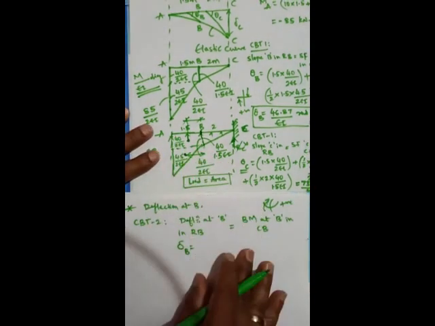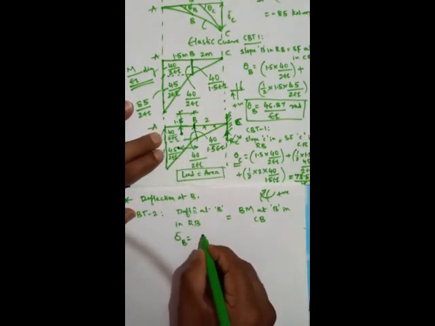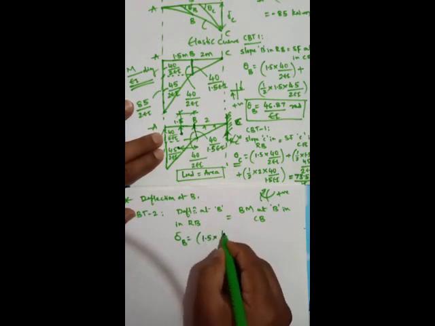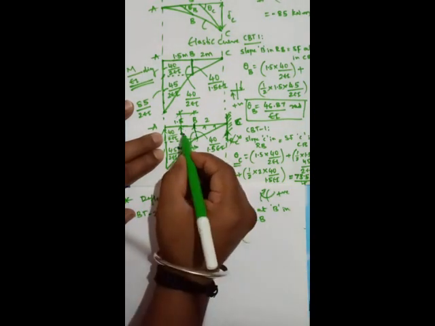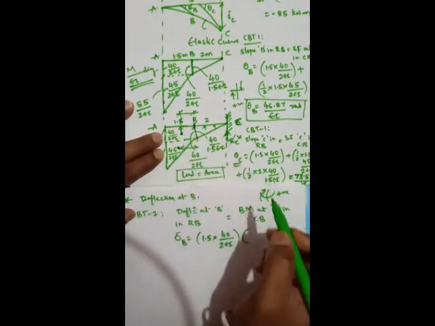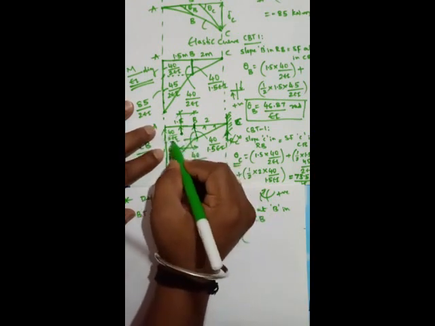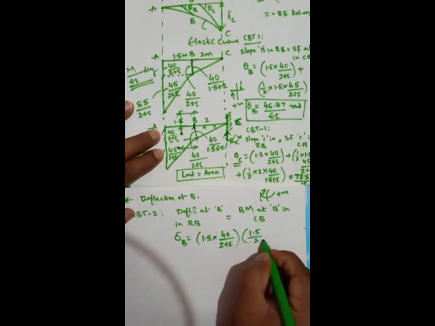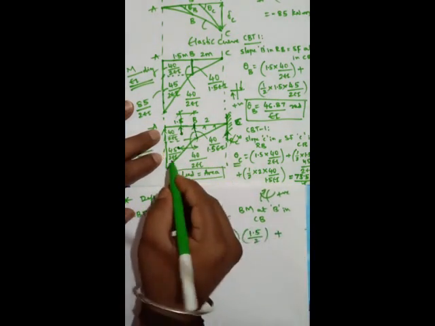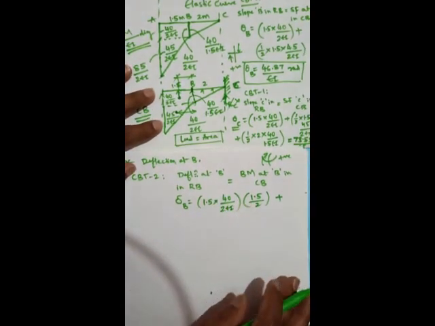So the area of first figure, that is rectangle, it is 1.5, the base into height it is 40 by 2EI, into perpendicular distance from here to here, you are taking the bending moment at B. Okay, so what is this? So CG will be exactly at the center, 1.5 divided by 2, okay, plus the area of this figure into perpendicular distance. What is the area?